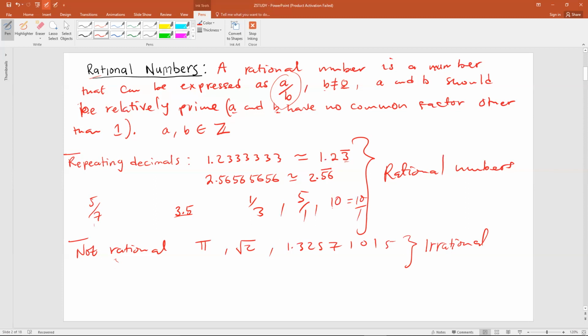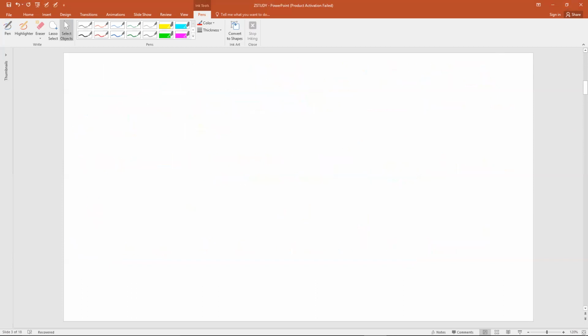So this is an introduction on what a rational number is. Now we'll progress to the next slide and look at examples.